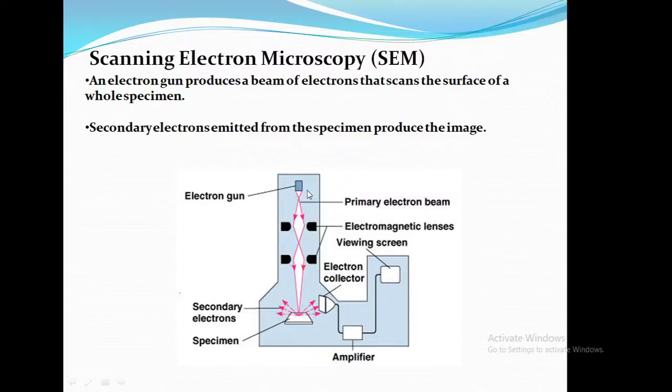In the transmission electron microscope, selective electrons pass from the electron beam, and they do not cross the whole specimen. Some electrons cross through the specimen.